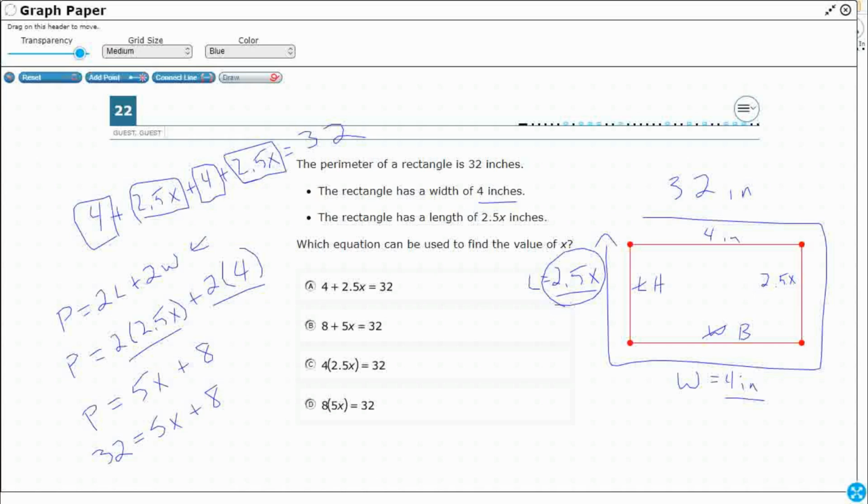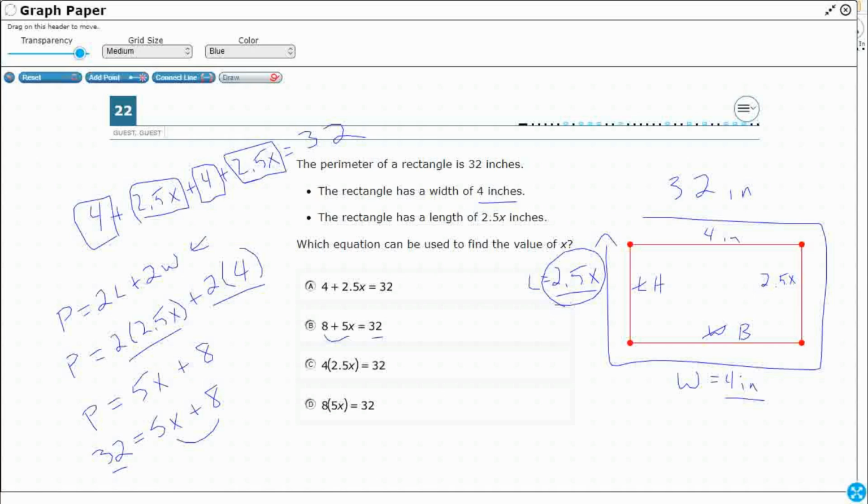So they did it in slightly different order, but we can use the commutative property of addition to switch the order. So it looks like I've got this 8 plus 5x right there. Obviously, I've got my 32 on the other side, but you see all the elements here are the same. I have the 5x, I have the 8, and I've got that 32. So it looks like our answer there is going to be B.